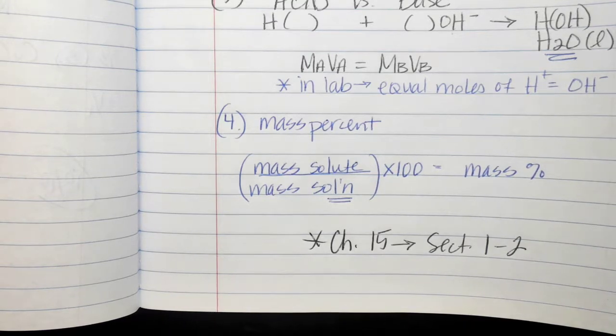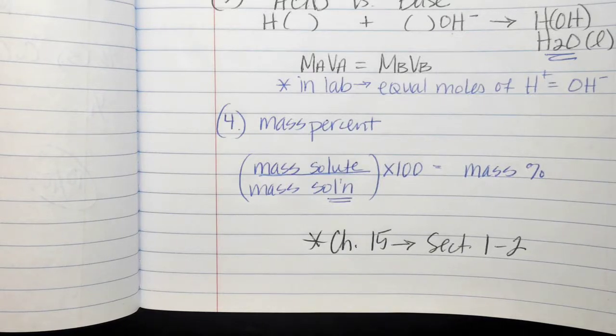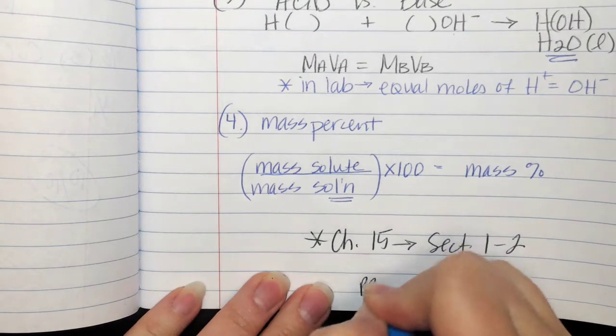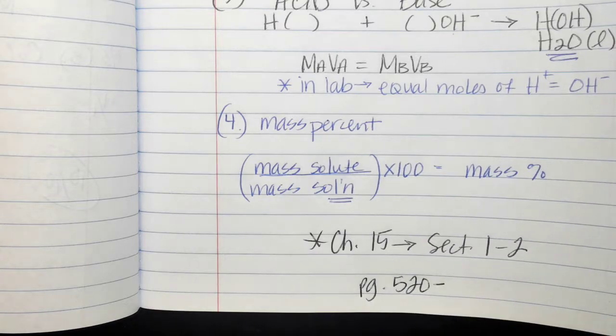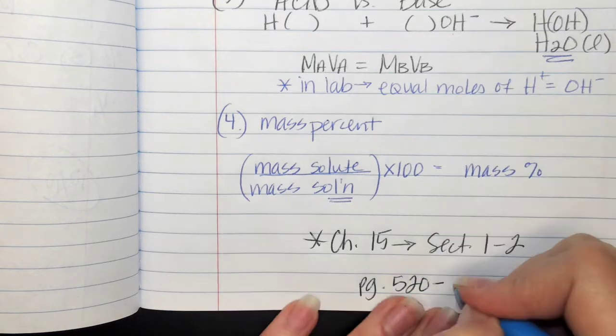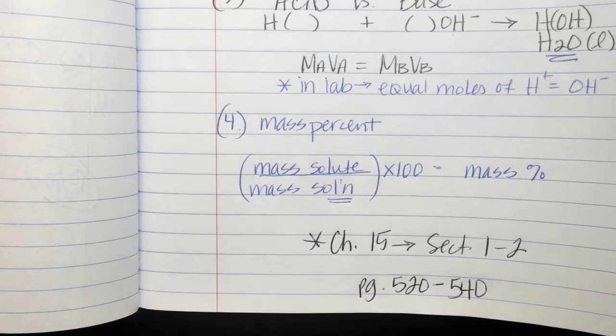The textbook is really great at this because it gives you examples that show you how to do them. So this would be page 520 through where section 2 ends, 540. It's not 20 pages of reading, it's 20 pages of content and example problems.